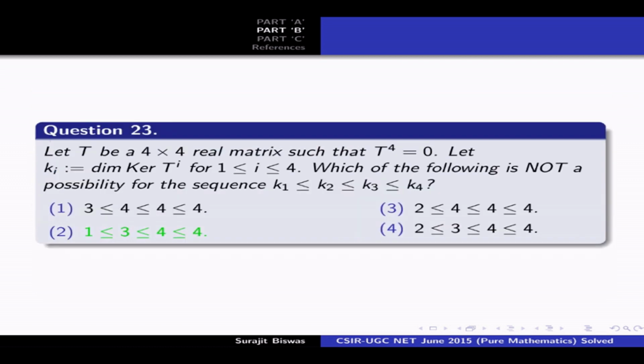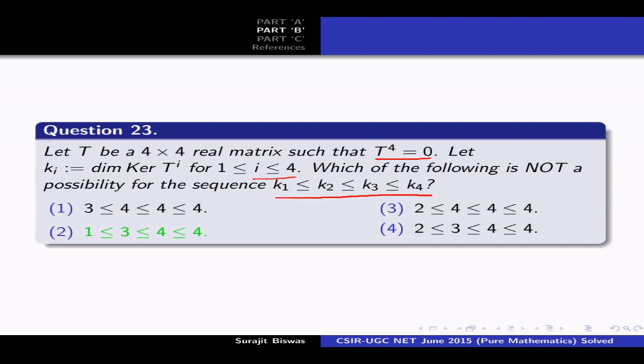Next question. Let T be a 4 by 4 real matrix such that T to the power 4 equal to 0. Let Ki equal to dimension of kernel of T to the power i for 1 less than or equal to i less than or equal to 4. Which of the following is not a possibility for the sequence K1 less than or equal to K2 less than or equal to K3 less than or equal to K4?